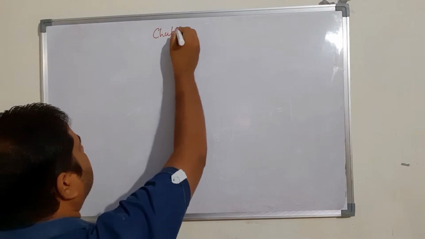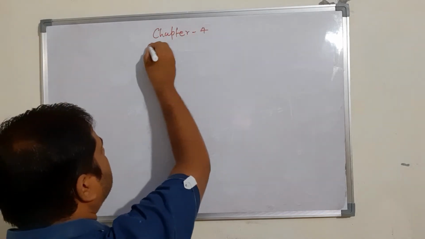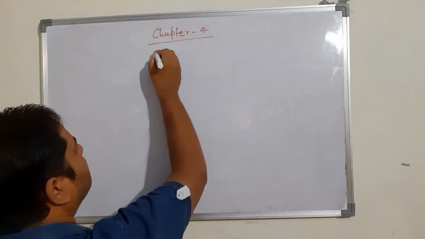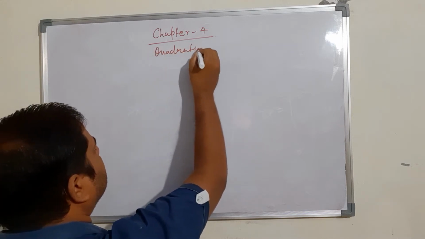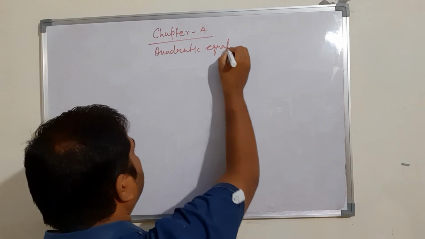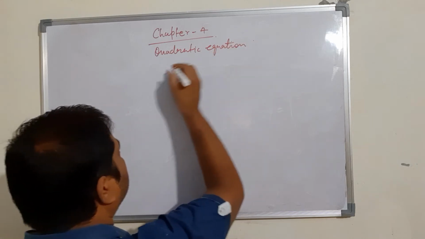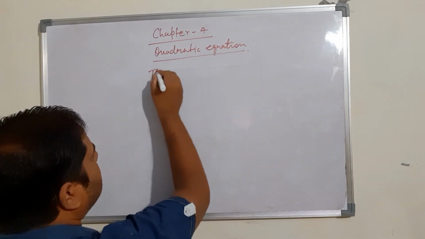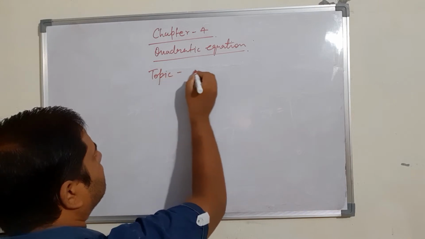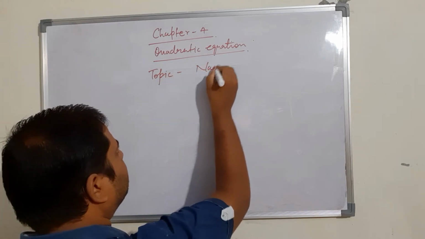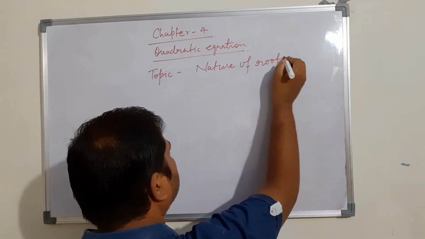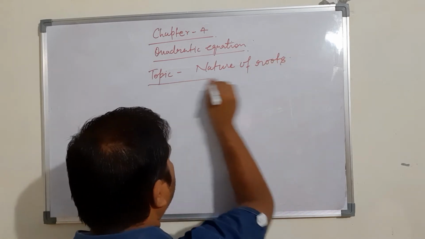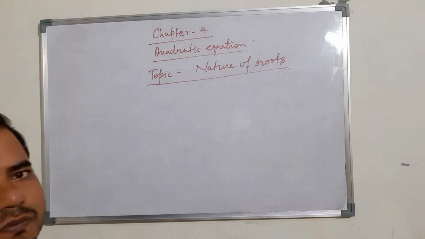Chapter 4, quadratic equation. Topic is nature of roots.